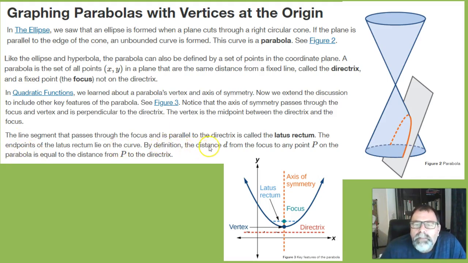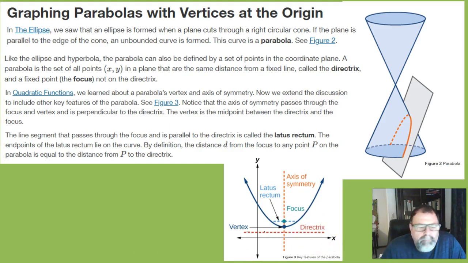By definition, the distance d from the focus to any point P on the parabola is equal to the distance from P to the directrix. Okay, so that's what I just drew a minute ago. So if I have a point P on the parabola, and I measure that distance, those are going to be equal. Okay?